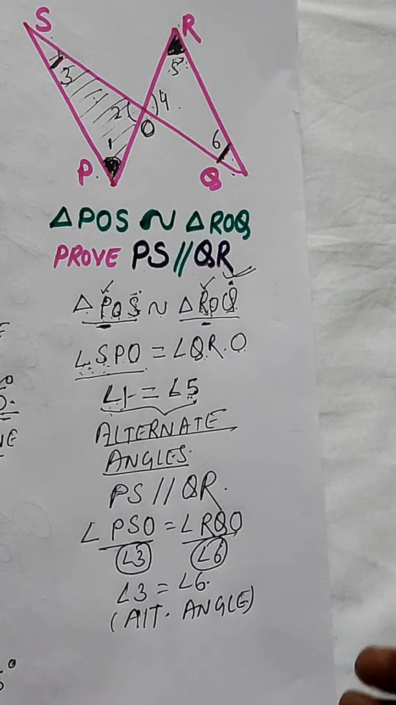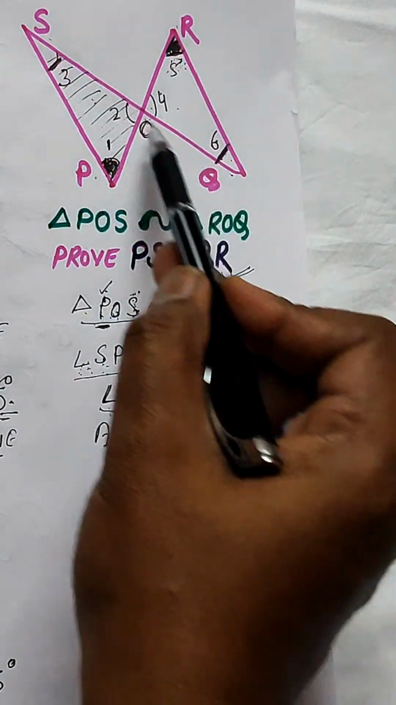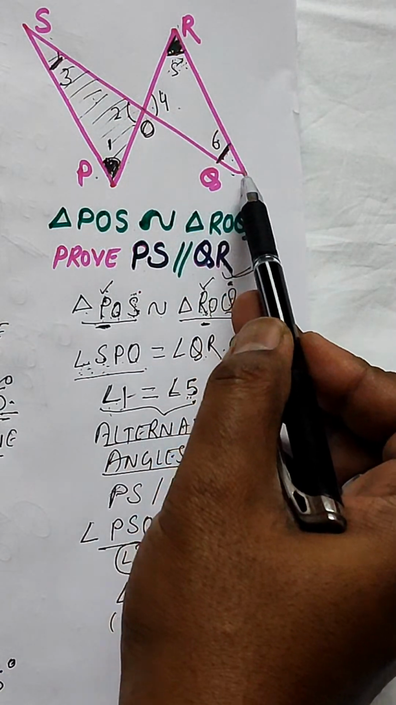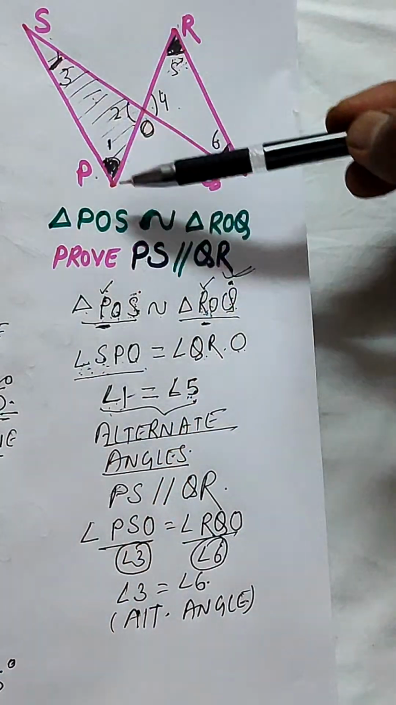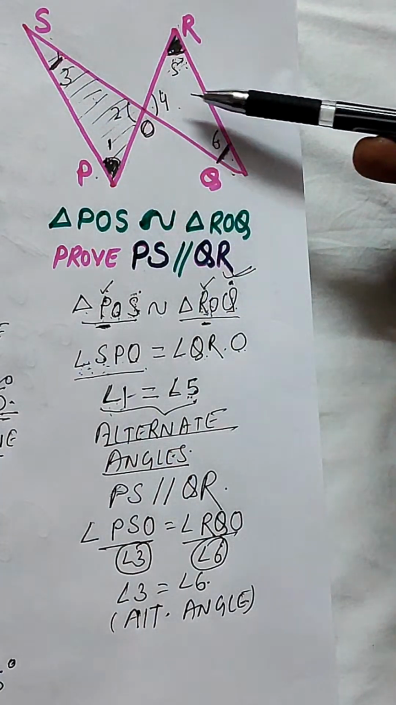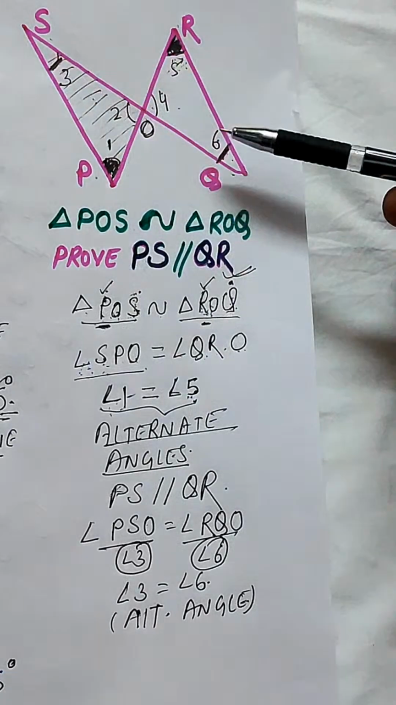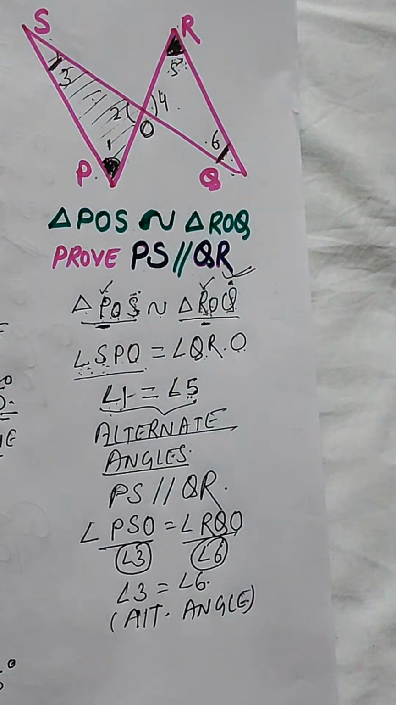Why alternate angle? Because angle 3 is equal to angle 6. So we can consider SQ as transversal. Then we can say SP and RQ are two parallel lines. Definitely, if they are not parallel lines, how come angle 3 will be equal to angle 6?